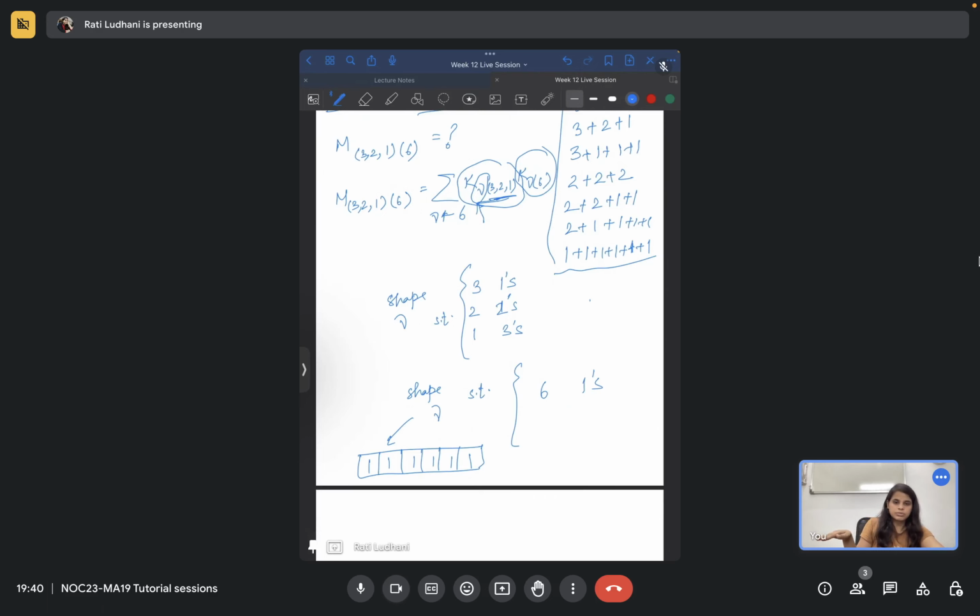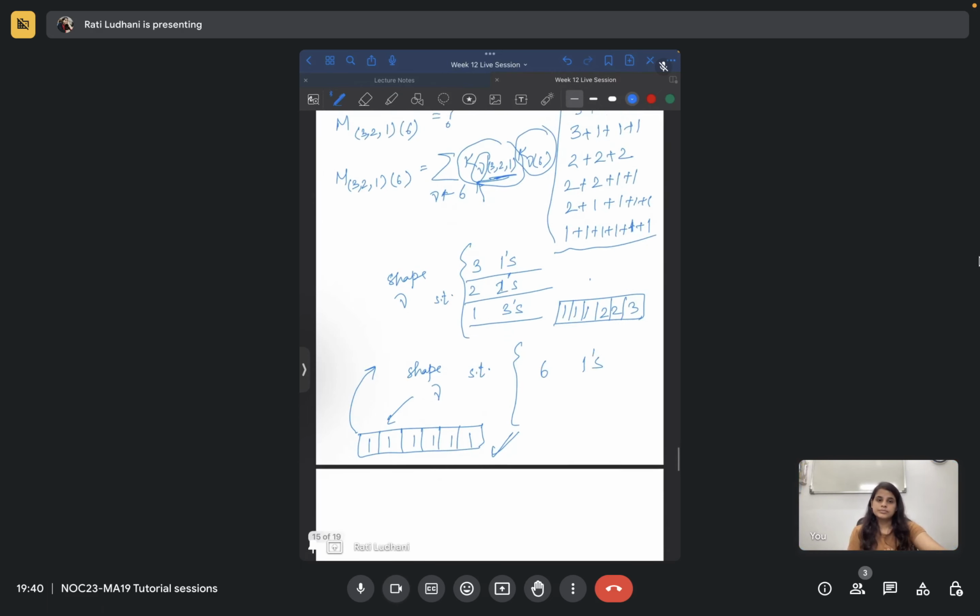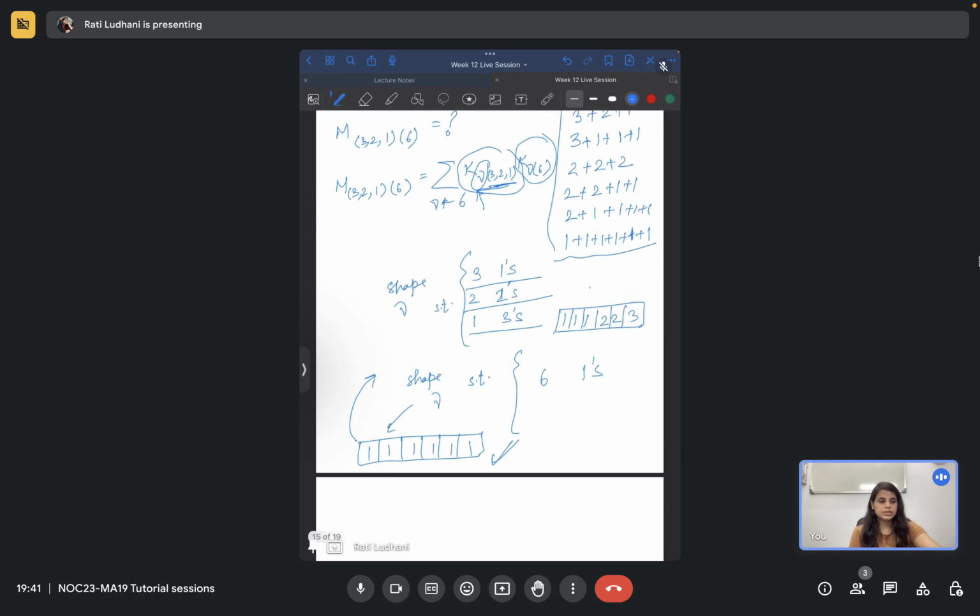There is one option of keeping it weakly increasing along the row, but over the column you need to go in increasing order. So this is the only option. But does this mu satisfy this value? You are looking at six places: 3 ones, 2 twos, 1 three. So there is only one option, as you can see.